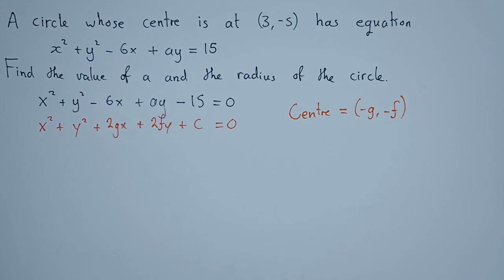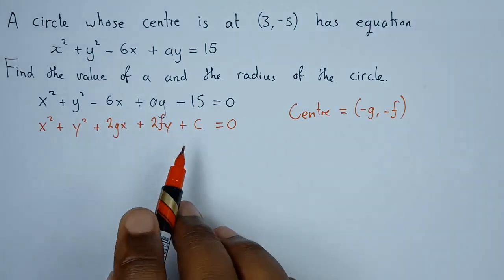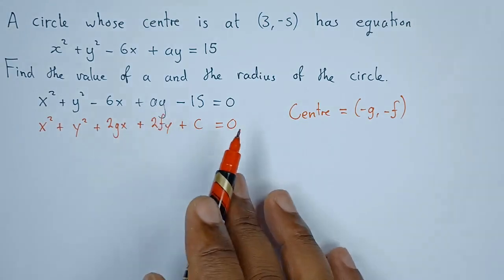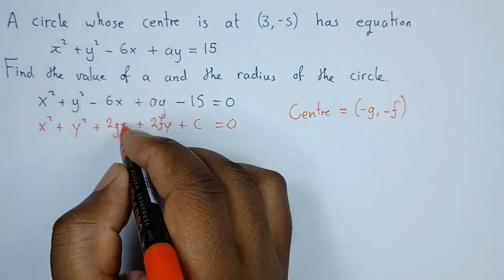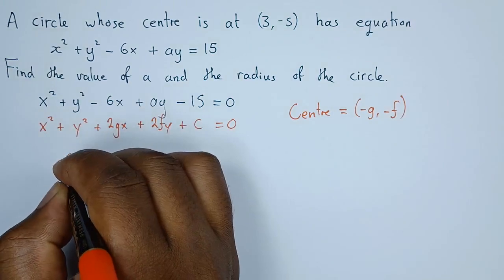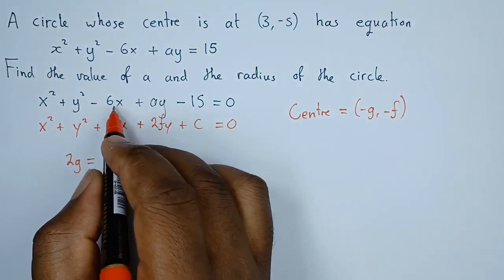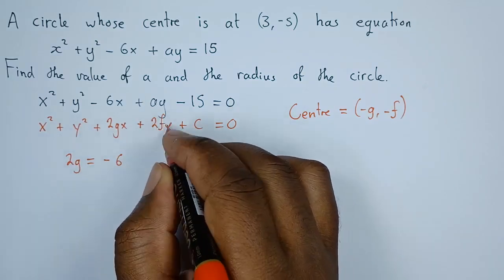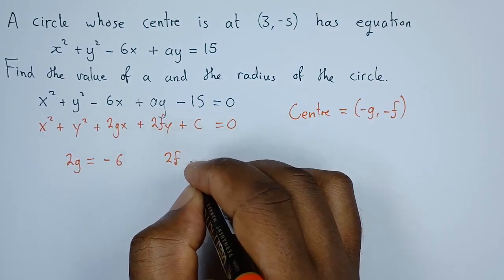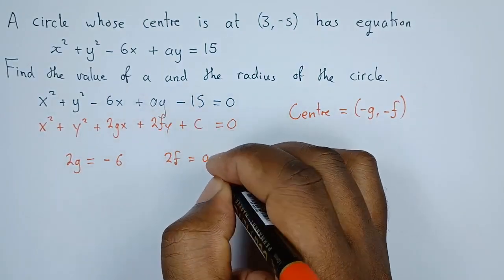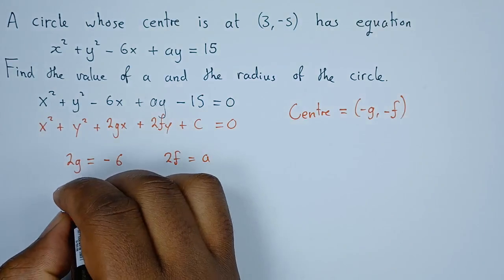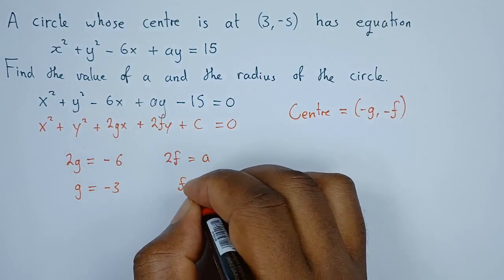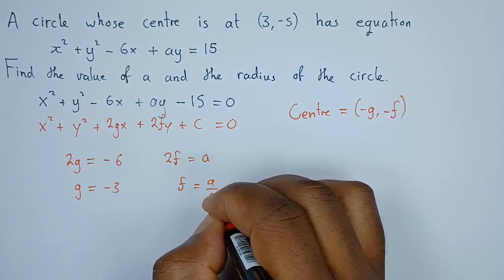So to do that, we can clearly see that we can say the coefficient of x and the coefficient of y, we just pick them and equate them. So the coefficient of x here is 2g. The coefficient of x here is negative 6. Coefficient of y, sorry, here is 2f. The coefficient of y there is a. This simply means that the value of g is negative 3 and the value of f is a over 2.